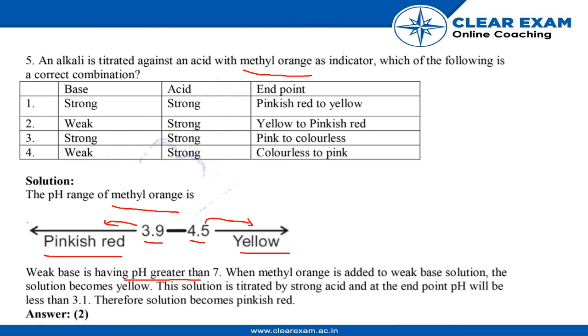So if you take a weak base, methyl orange when added to the weak base will become yellow, and after titrating it with the strong acid, at the end point, the pH will be less than 3.1. Therefore, the solution becomes pinkish red. Hence, the correct option is 2.